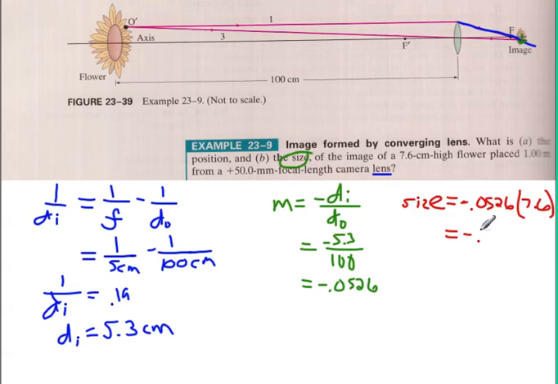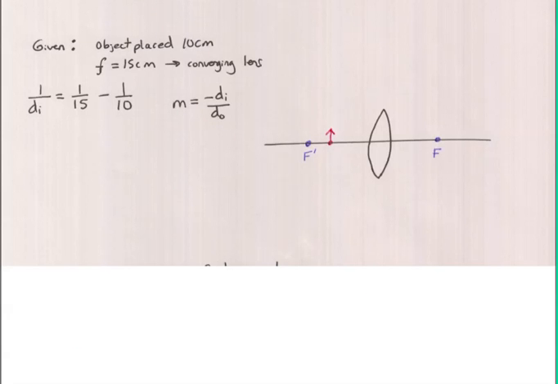That's negative 0.40 centimeters. So in other words, 0.4 centimeters, very small, but in the opposite direction, inverted. Okay, so there's one example with a converging lens. Let's look at another example.